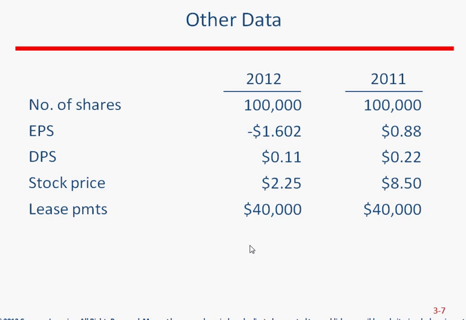The dividends per share is an amount that the Board of Trustees or Board of Directors determines that they will pay to each shareholder. So they cut the dividend in half in 2012, so 11 cents on the 100,000 shares means they paid out 11,000 in dividends compared to the previous year when they paid 22 cents. The stock price has fallen from $8.50 to $2.25, no doubt because of the core earnings of the company and the loss in their operations. They also have lease payments of $40,000. These are used later when we look at some of the ratio numbers.